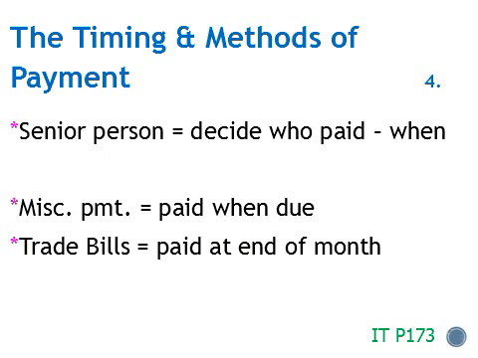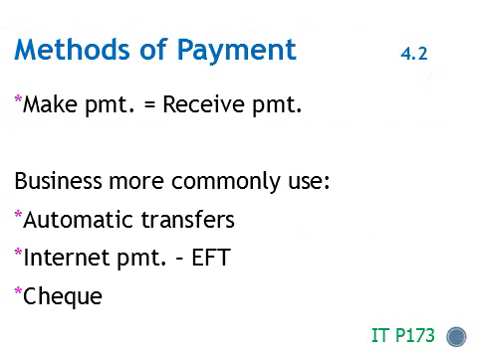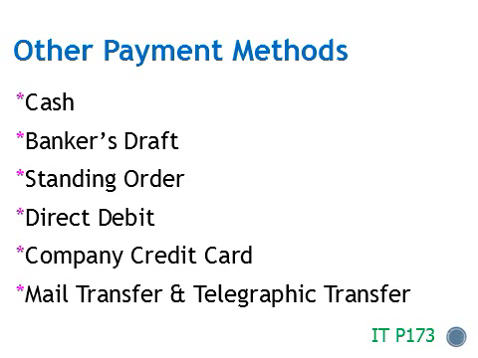Miscellaneous payments are usually paid when they are due, and trade bills are usually paid at the end of the month, but a senior person in the company should decide who should be paid, and when they are paid. The methods that a business uses to make payments are the same as the methods used to receive payments. The methods a business would more commonly use are automatic transfers, internet payments, EFT, and checks. The other methods of payment are cash, banker's draft, standing order, direct debit, company credit card, mail transfer and telegraphic transfer.